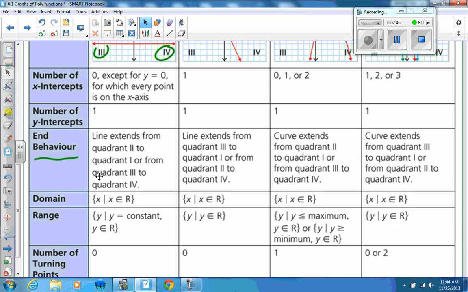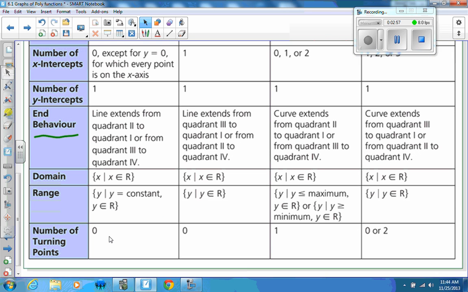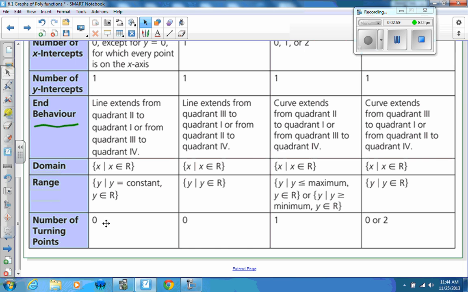Okay, so your domain is x as an element of the real numbers, so any x, and any y, or if it's a constant, y can only equal the constant, but it can be any element of the reals. So you could have a fraction or a decimal. And the number of turning points for this one is 0.